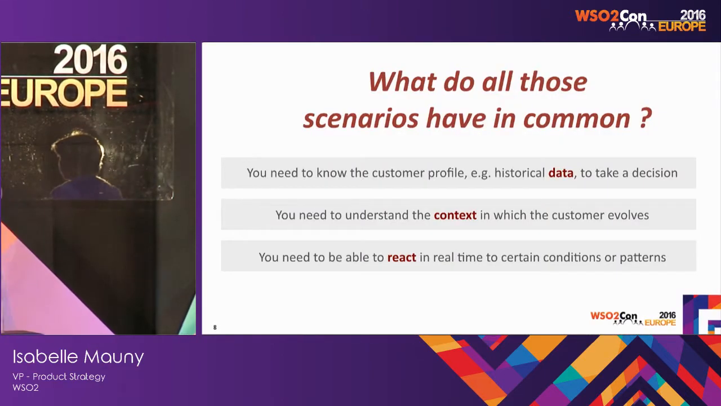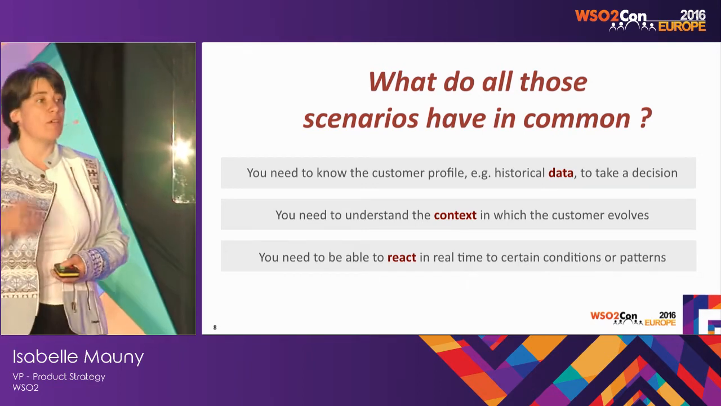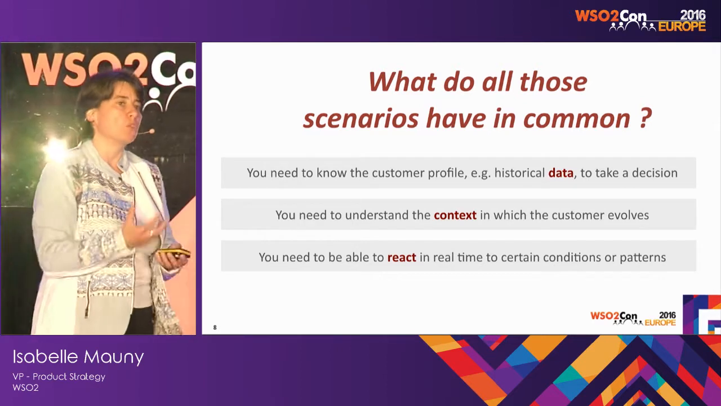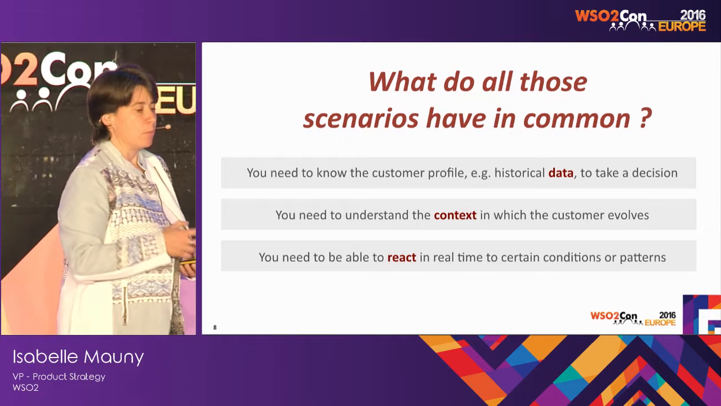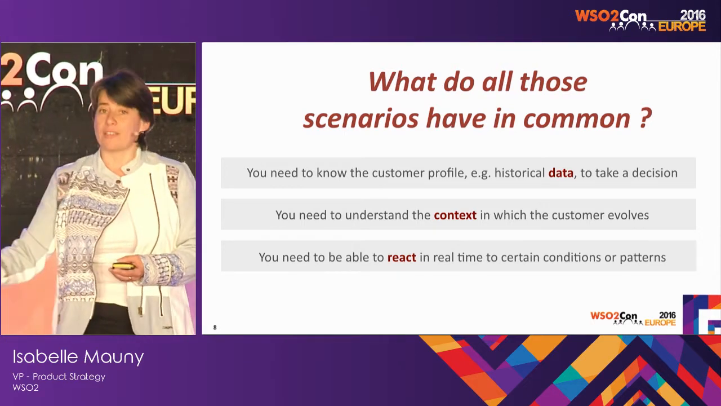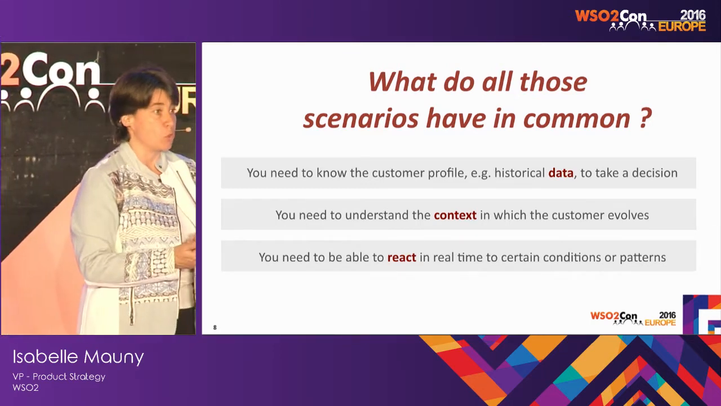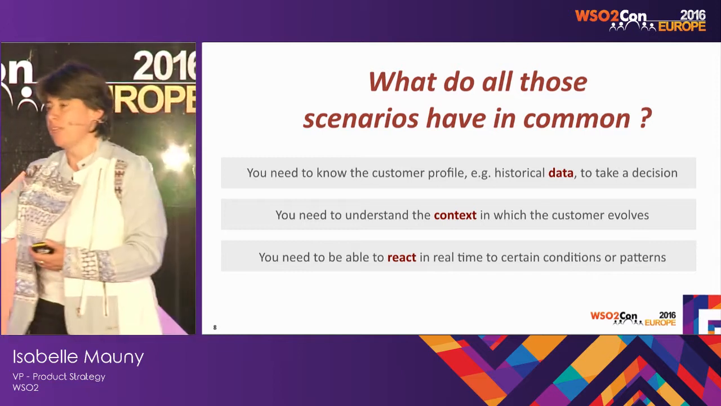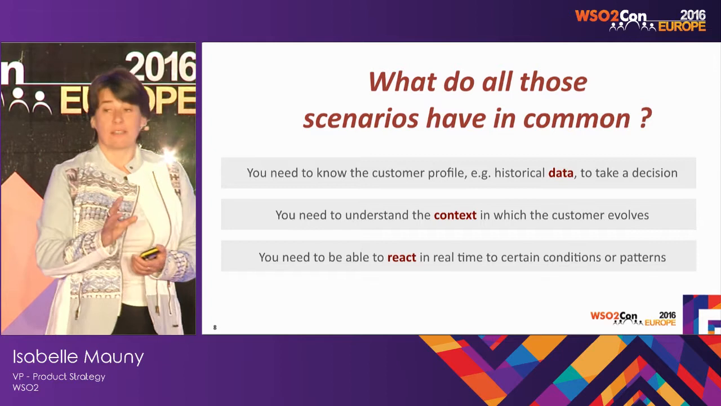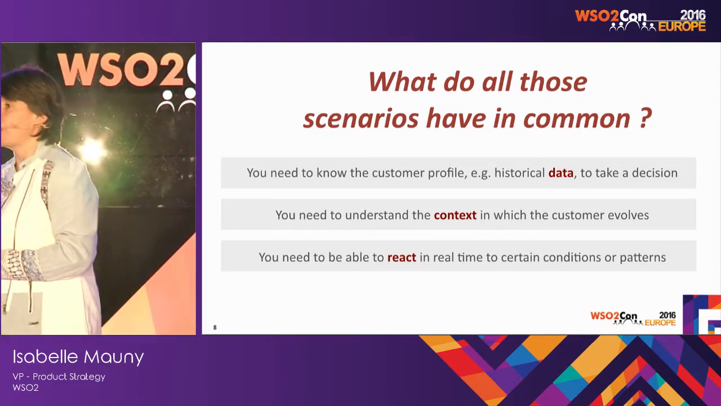So what do all those stories really have in common? The first thing is basically know your customer. So you must have information, data about a customer. That data can come from multiple places, right? And you need that to have the historical data, information of what interactions you've had with those customers, what is the history of interactions that you've had, right? But that's not enough. That's just one part. The second part of it is really the context, which is what is happening right there, right now.